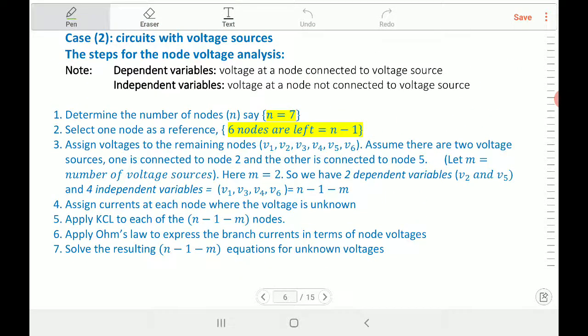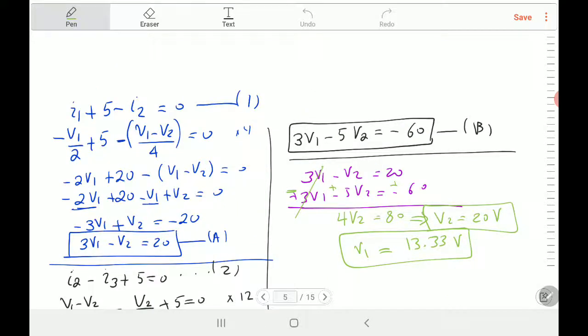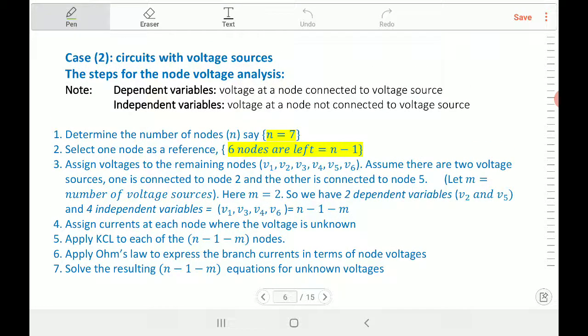We have other cases. Just to look at what we did first, in this example, we have current sources. You can say the node voltage analysis, or node method, is really easy and simple when you have current sources. So this is the normal case. I'm going to take other cases. What about if you have a voltage source?